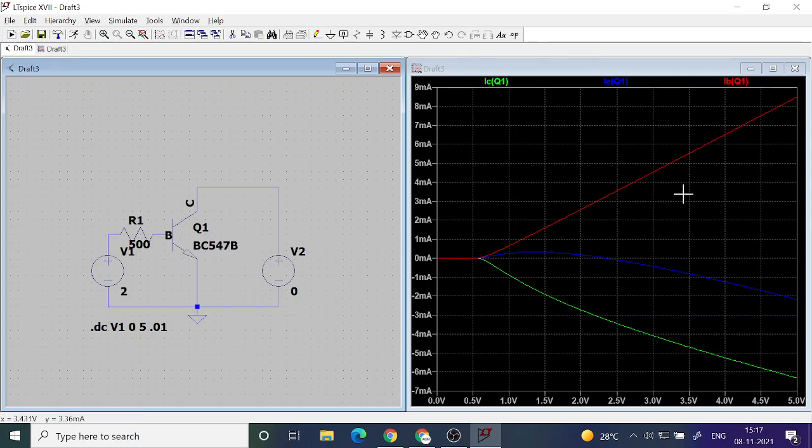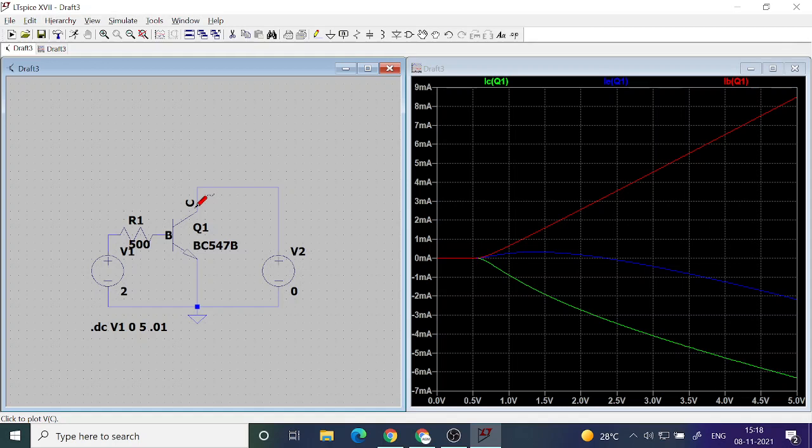So the red one is the base current, and it is positive, which means that the terminal current is shown as if it is going into the terminal. The current is going into the terminal, not out of the terminal.